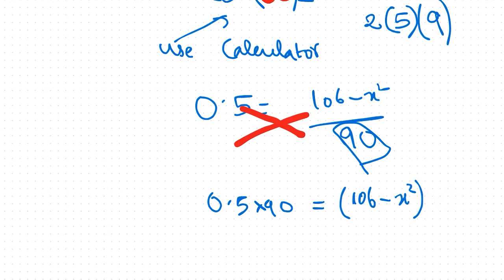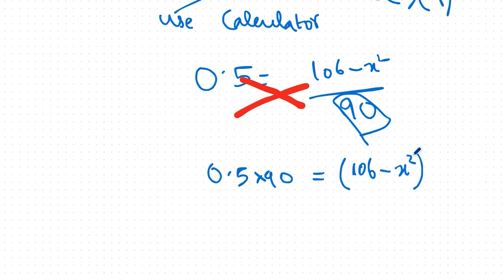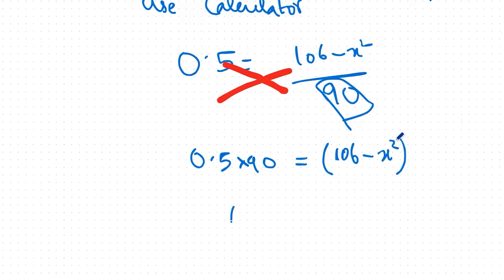There is a 1 here, right? Multiplied by 1 doesn't make a difference, so you can directly write it. You don't have to multiply that; you can keep it as it is, which is also fine. So 45 is equal to 106 minus x square.